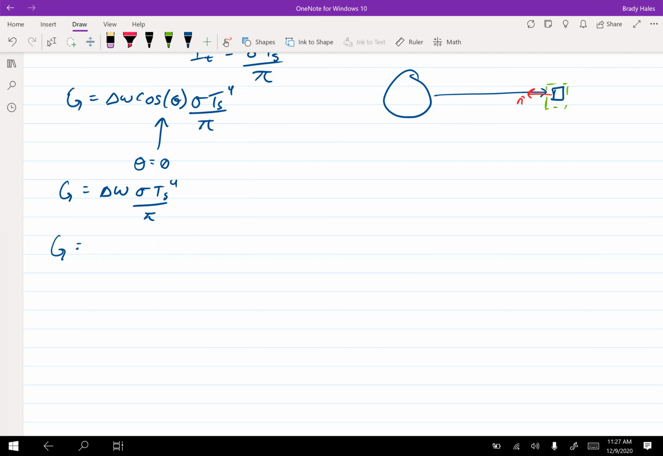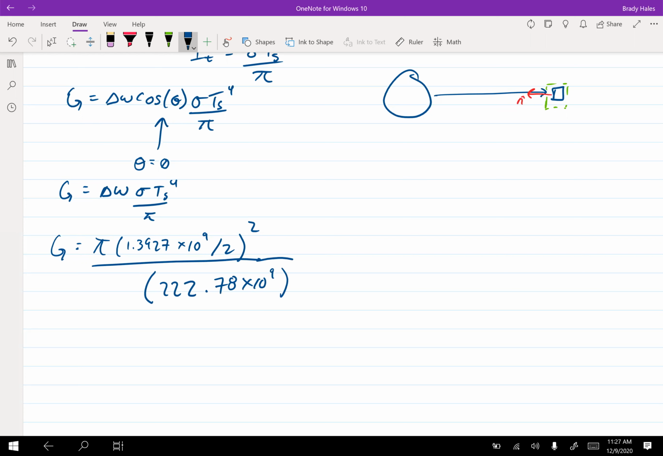Okay, so this is pi times 1.3927 squared, divided by 222.78 times 10 to the 9th squared. Okay, pi r squared, and then we have sigma. The temperature of the sun is 5800 K.